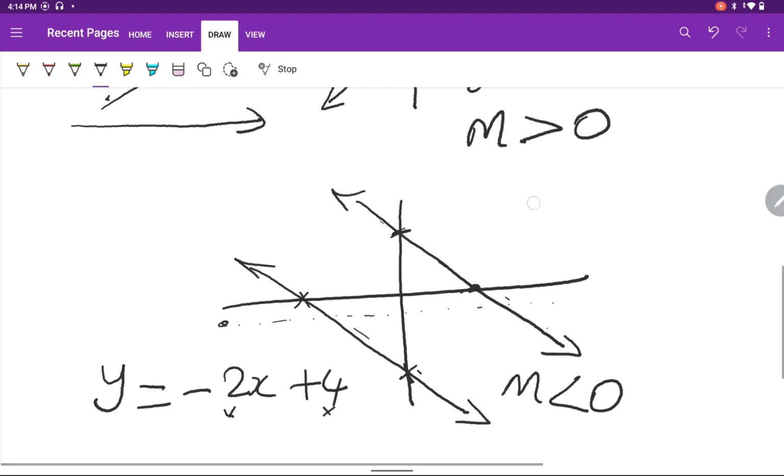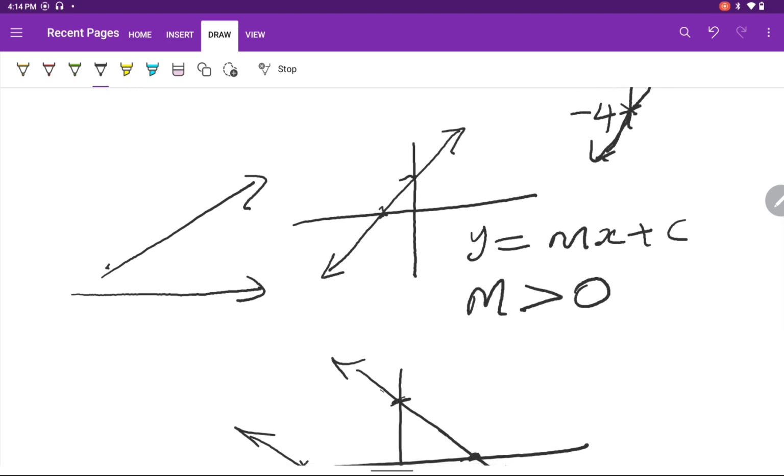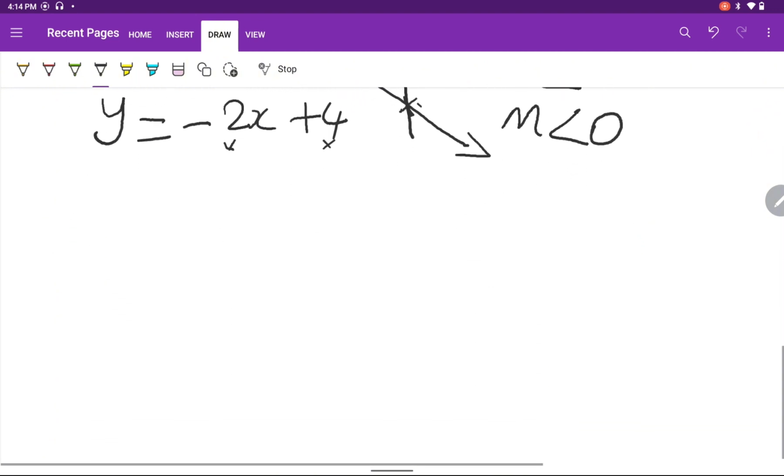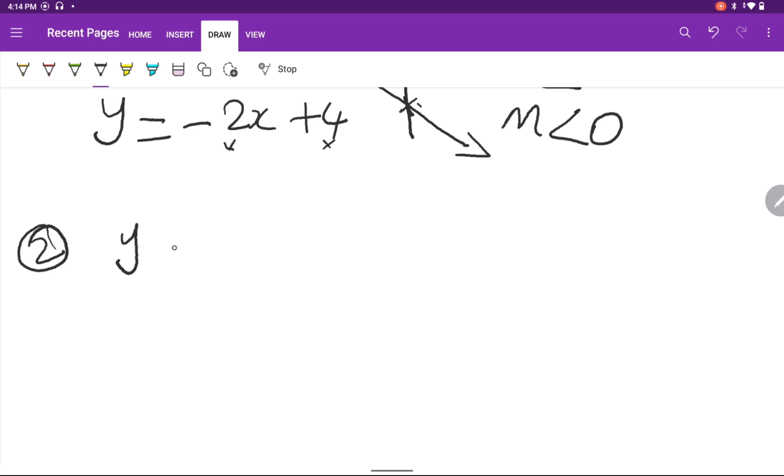Right, so this is a form where we have both the m and the c. This is a complete form, y equals mx plus c. Now, the second variation that I want us to look at is the situation where we don't have a c. So we will just have y equals mx.